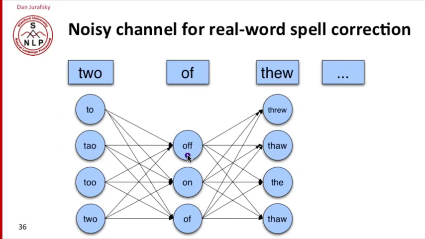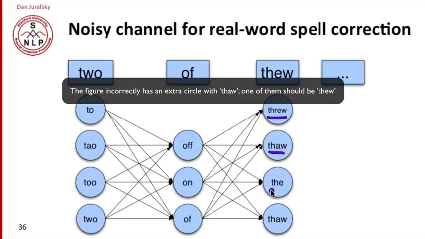Similarly, of could have been off, where there was a deletion of an f. So again, there are three candidates: off, on, and the word of itself. And the word thew, which is a real word of English, could have been the word threw, where the r got deleted, or the word thaw, or the word the, a very common word. And the e-w is a very likely error, it turns out, because w is right next to e on the keyboard, and so on.